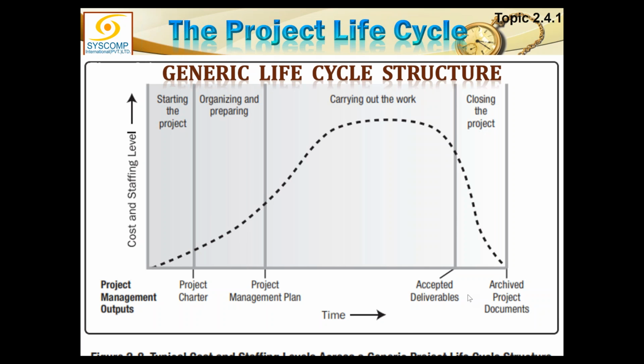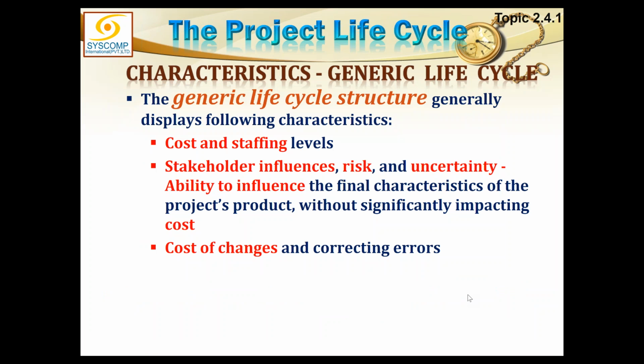So this is a generic example of a project life cycle. So you see in this that cost and staffing levels, that is one characteristic that rises slowly in the beginning, reaches a peak, and then when the project implementation is happening, it remains at the peak for some time, and then as the work starts completing, it starts coming down.